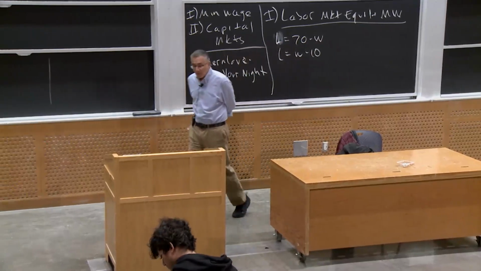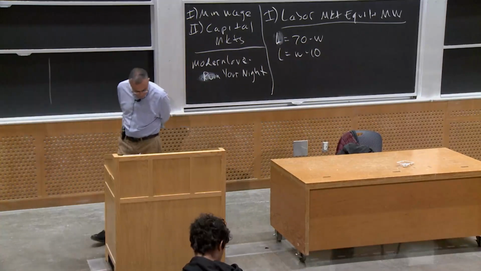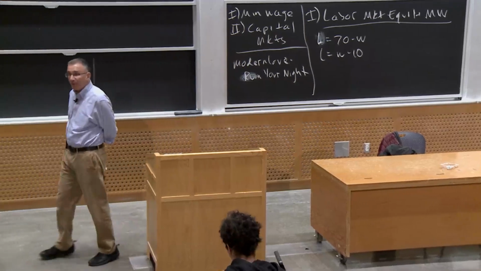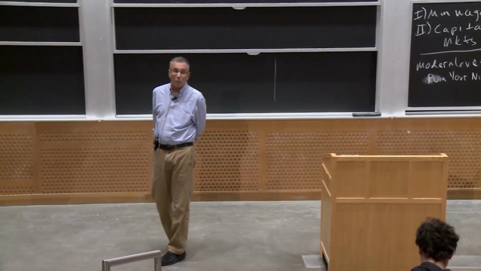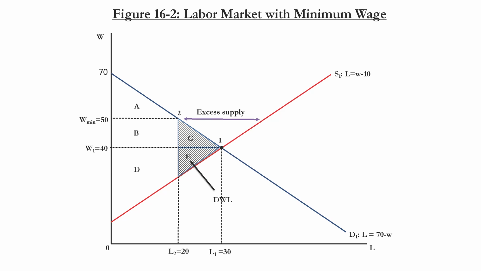Okay? So what we've done with this policy is we've transferred the area B from the demanders, who are firms, to the suppliers, who are workers. But in doing so, we've created a deadweight loss C plus E. Why? Because those are trades that would be efficient to make that are not being made.